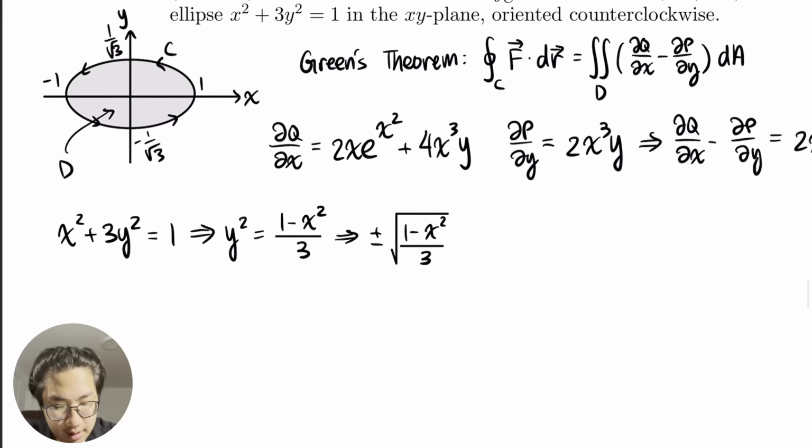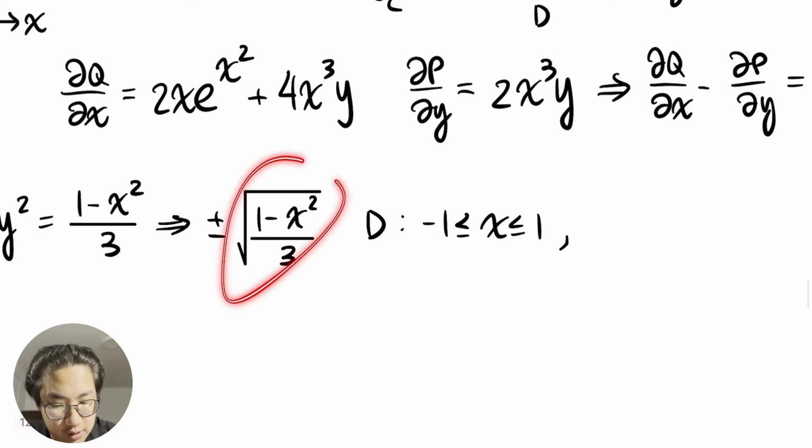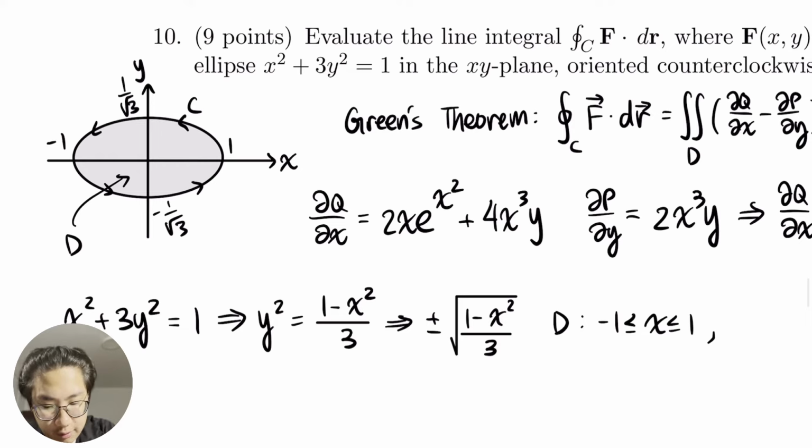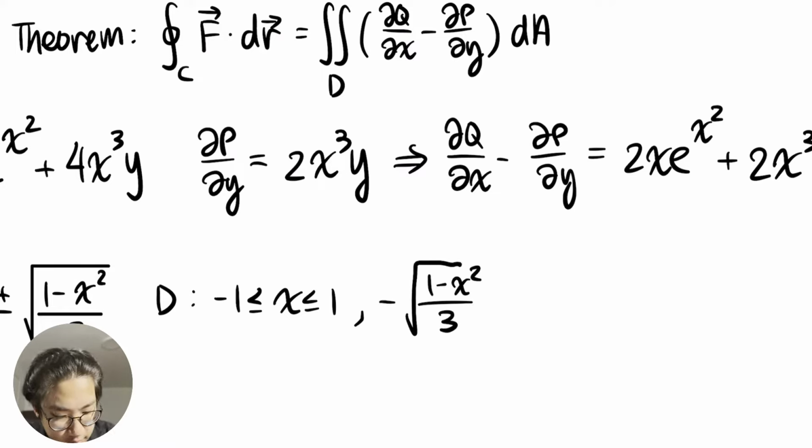And this right here then allows us to describe our region D. So D, we can write as x going between -1 and 1, and then y going between these two functions of x. The positive represents this portion over here, the negative, obviously, the complementary portion down there. So y is between negative square root of 1 minus x squared over 3, and then just the positive of this.